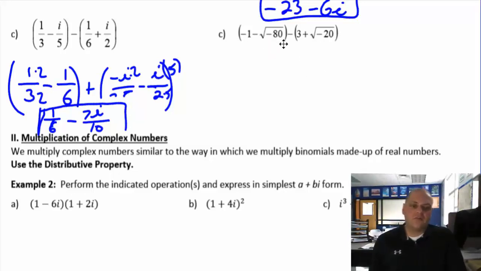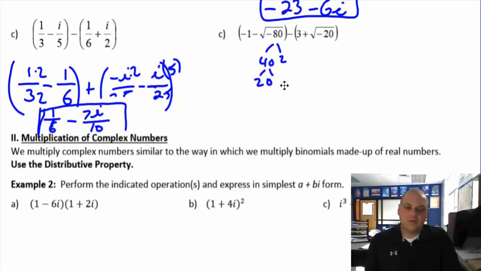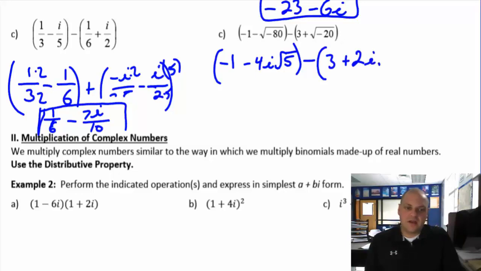And then here we're going to have to do some work. Radical 80 simplifies. Let's see, 40 times 2, 20 times 2, 20 times 2, 4 times 5, 2 times 2. Alright, pair of 2's, pair of 2's. So that's 4i radical 5. That's going to be minus 1 minus 4i radical 5 minus, and then radical 20 is 2i radical 5. 2i radical 5.